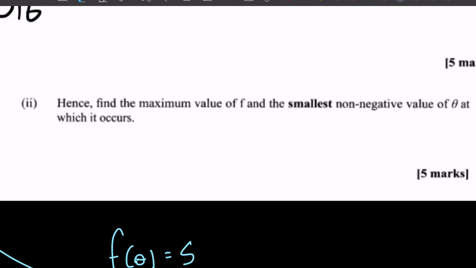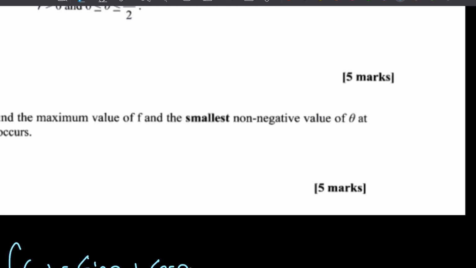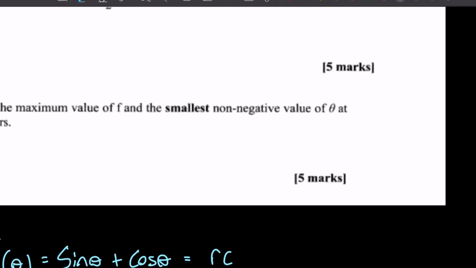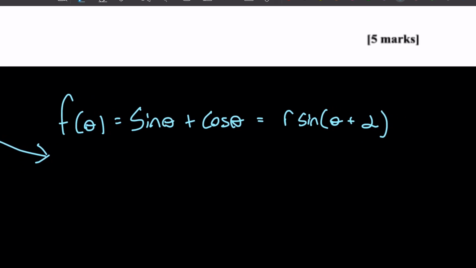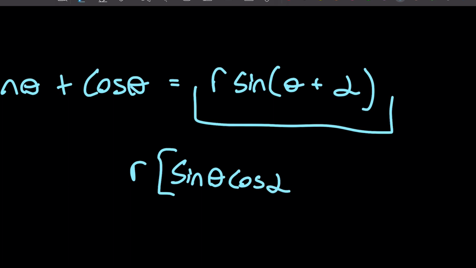So I'm just going to rewrite the question first. F of theta is equal to sine theta plus cos theta, and I want to express it in the form r sine theta plus alpha. Okay, so this is pretty standard procedure by now. You see something that can expand, you expand it. So it's going to be equal to r times sine theta cos alpha plus cos theta sine alpha.